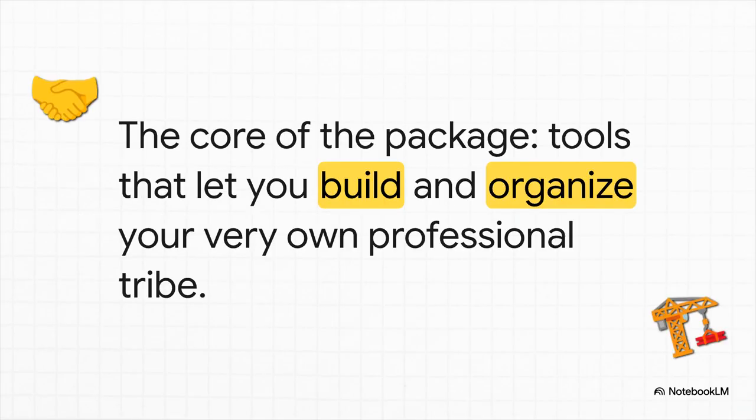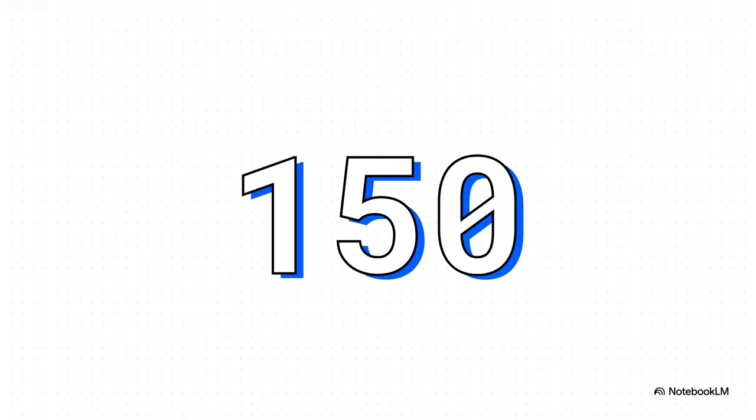Okay, so you've got the power to manage everything from your phone. But what are you actually building? Well, the core of the package is a set of tools designed specifically to help you gather and organize your very own professional tribe. And this is the kind of scale we're talking about, at least to start. The package lets you build a really dedicated micro-community of up to 150 members. This is not about creating some massive, anonymous social network. Nope, it's about fostering a focused, high-value group where you can have real connections.